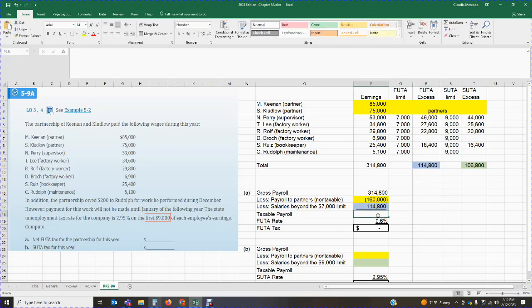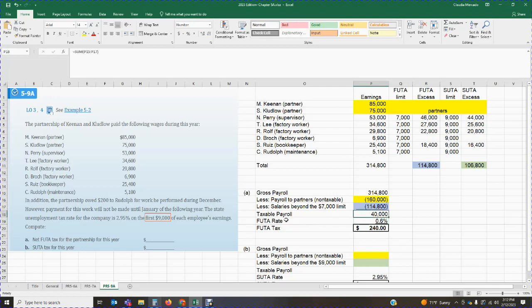So now I can calculate my, and this should be a deduction because it's minus $114,800. Let me see. Okay, so now I can calculate my taxable payroll. So my employees earned $314,800. I deducted the payroll from my partners of $160,000. That is not taxable. I deducted anything above the $7,000 mark for each of my employees. That gave me my excess of $114,800. So that means that my taxable payroll is $40,000.